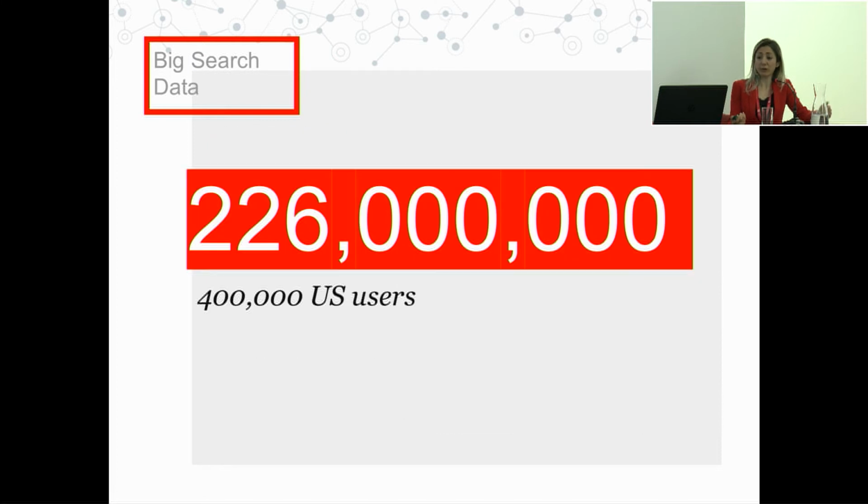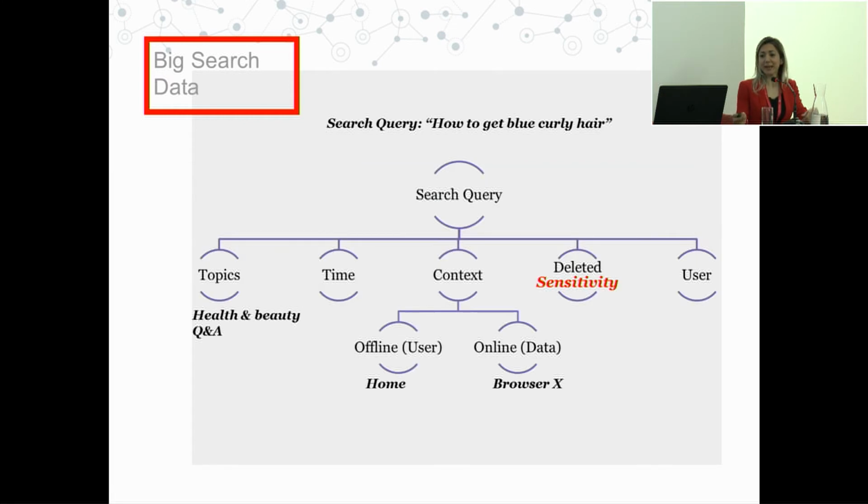And then we were very lucky to access 226 million data items collected from 400,000 US users. And for each query, of course, we had different attributes. So we were able to access the topics. Bing normally classifies the topics of each query, so it makes a relationship analysis of the topics that each query relates to. So in this case, this query is related to health and beauty and question and answers topics.